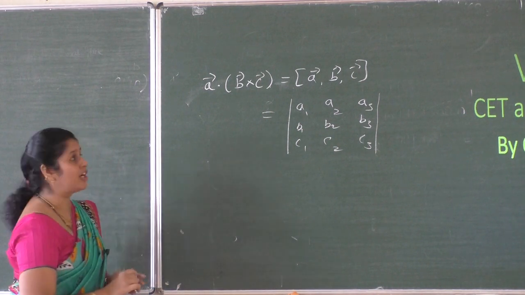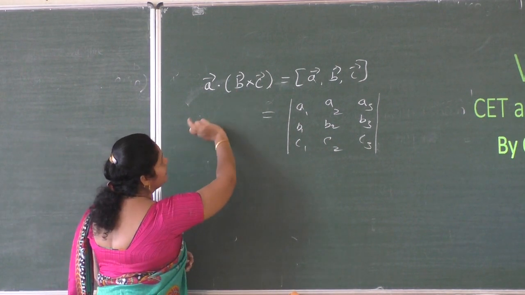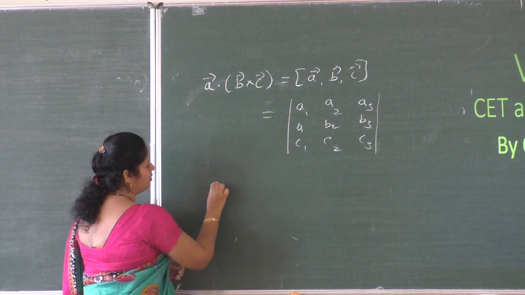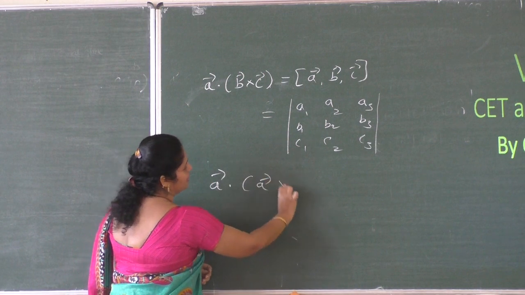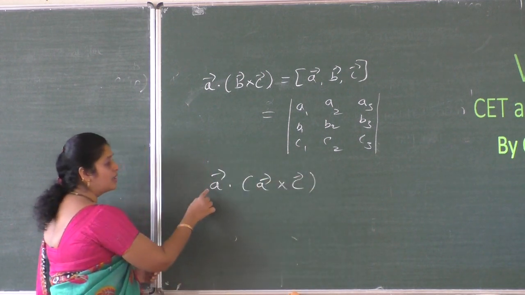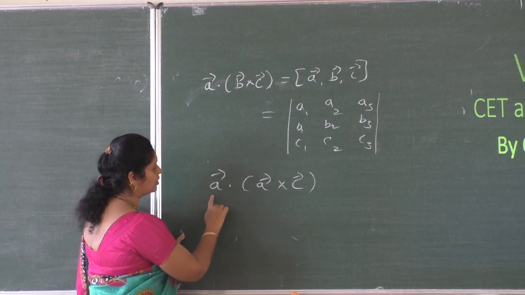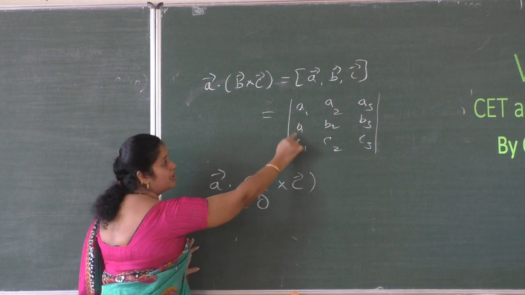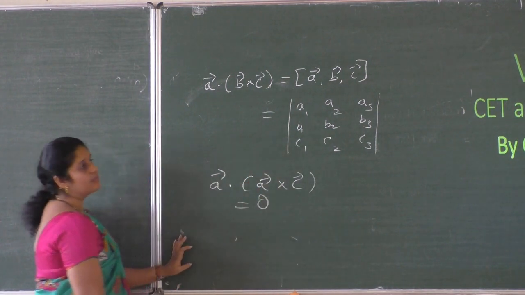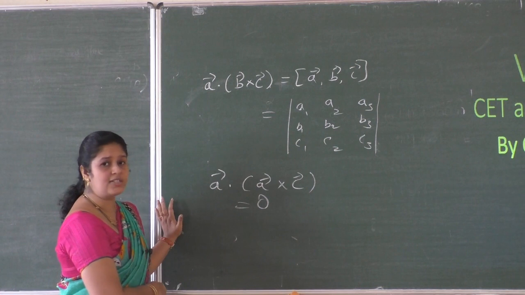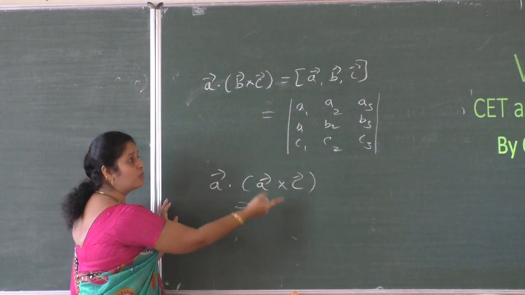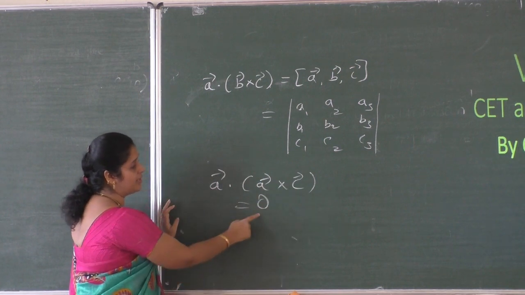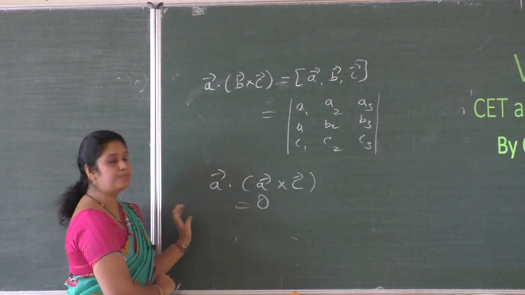Okay, in this scalar triple product, if I take three vectors and make one vector the same vector, for example vector A dot vector A cross vector C, here you can see three vectors but two vectors are the same, so the answer is 0. That means in the determinant two rows are identical, so the value of the determinant is 0. By that you can say if two or more vectors are the same in this scalar triple product, then the answer is 0.